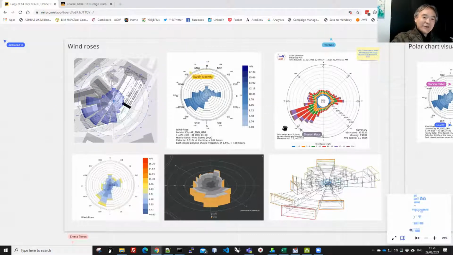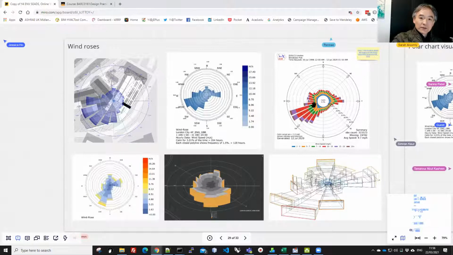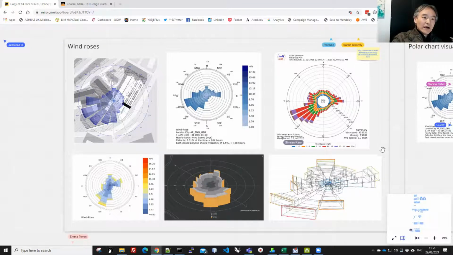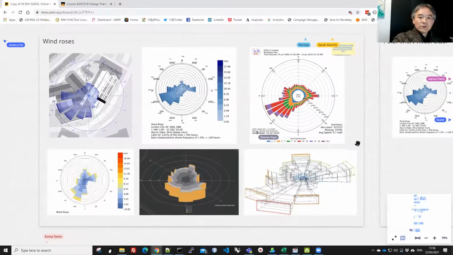So the slight difference is this one has more directions. In the charts you have used, there are 16 directions essentially, and this one has more. Can't tell how many. 32, something like that, I think. But they're presented in essentially the same way. I hope you all know how to read this.